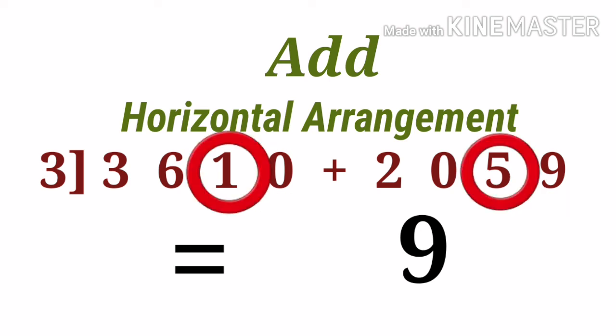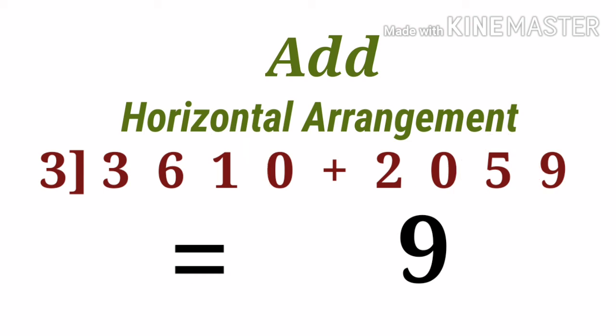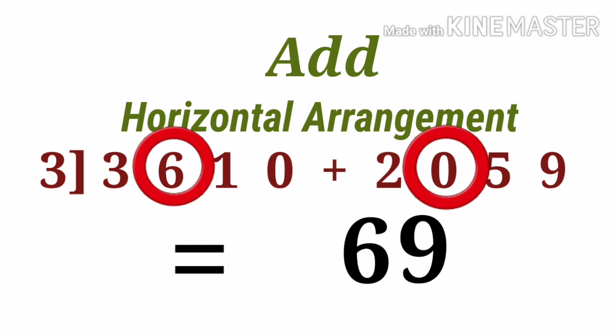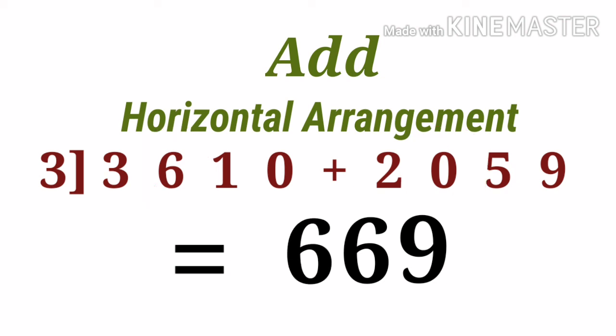Now look at tens place. Which numbers are in tens place? 1 and 5. What will be the answer of 1 plus 5? 6. Yes, write down 6 in tens place in your answer. Now look at hundreds place. Which numbers are in hundreds place? 6 and 0. Let's add 6 and 0. What will be the answer of 6 plus 0? 6. Yes. Write down 6 in hundreds place in your answer.